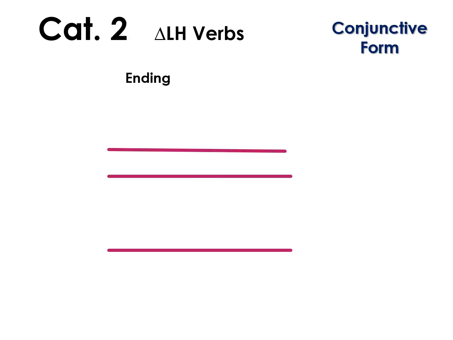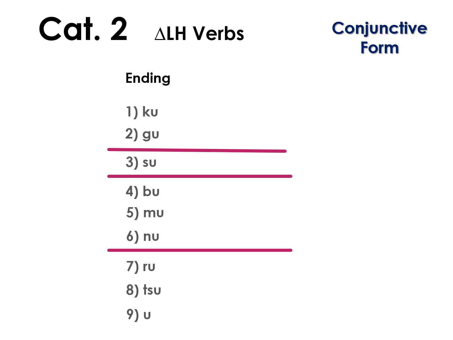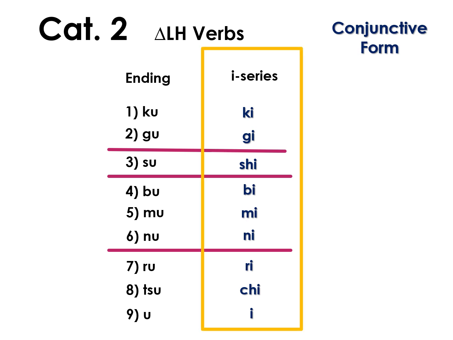For category 2 or last hiragana changing verbs, we have 9 kinds of verb endings: ku, gu, su, bu, mu, nu, ru, tsu, and u. These last hiragana endings of the dictionary form change to the i series, which are ki, gi, shi, bi, mi, ni, ri, chi, and i. And that's how you form their conjunctive forms. With category 2 verbs, we pay attention to just the last hiragana of the dictionary form.